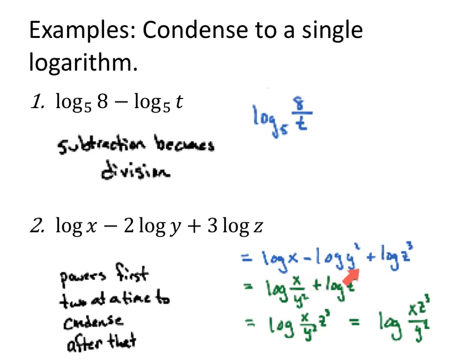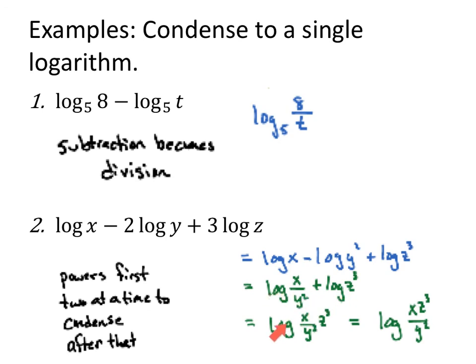So log of x minus log of y squared turns into log of x divided by y squared. Now keep in mind, it's just the x that's divided by the y squared. I'm not dividing the log by the y squared. I'm writing as a single log, so that one log takes care of both pieces. And I keep my log of z cubed because I haven't done anything with it.